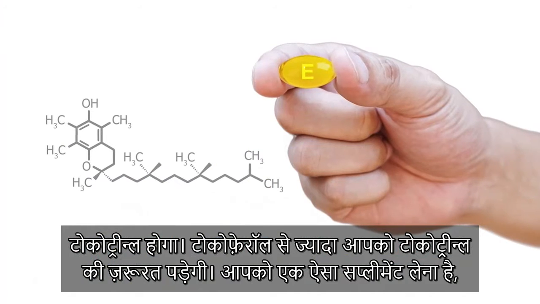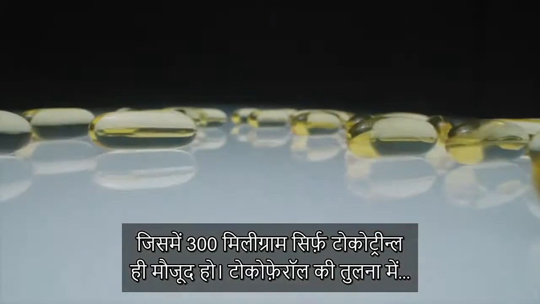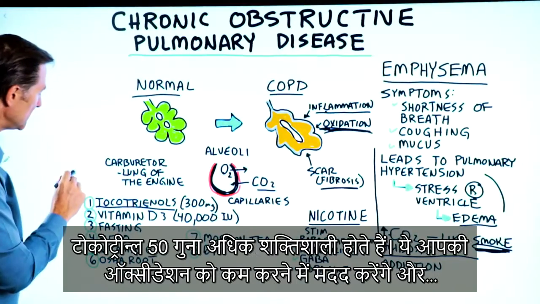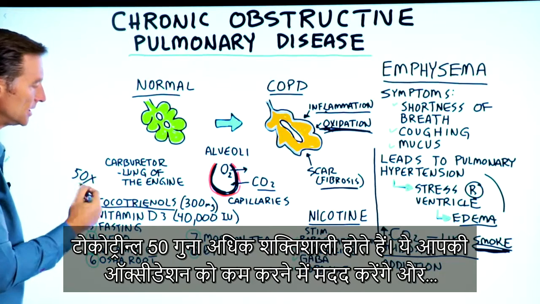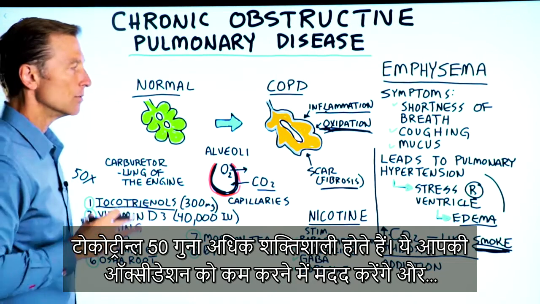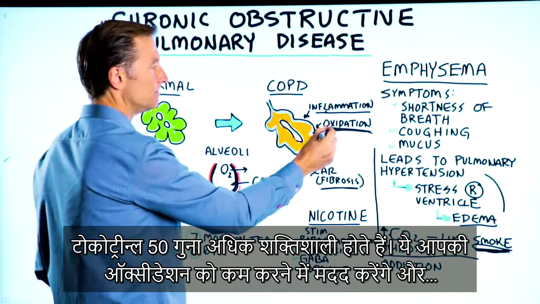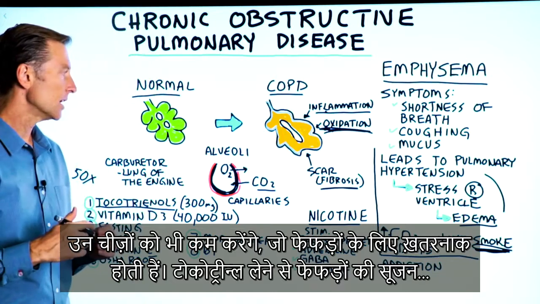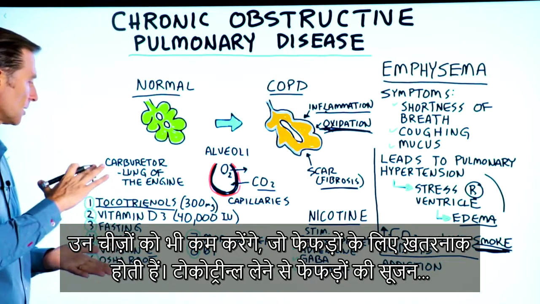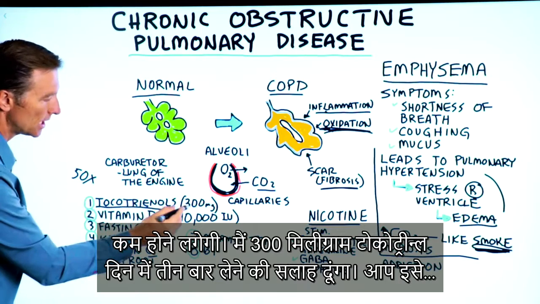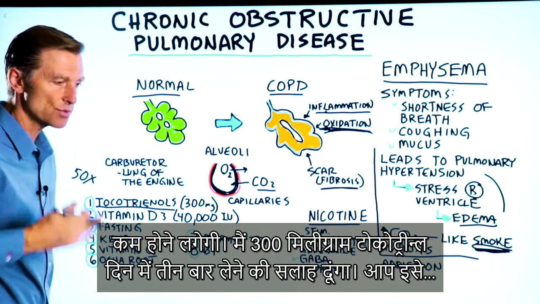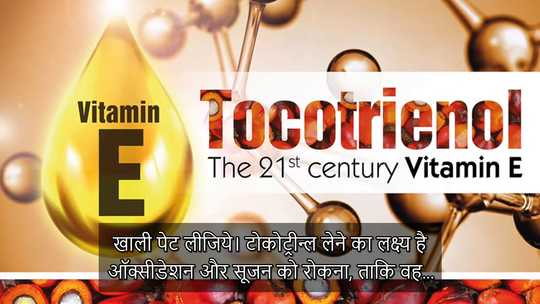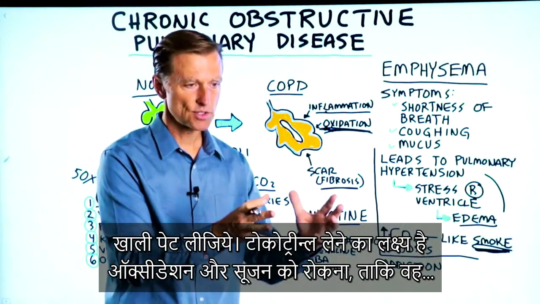So you want to get a supplement that has a dosage of about 300 milligrams of tocotrienols only. Tocotrienols are 50 times stronger than the tocopherols. So it's going to really help you reduce this oxidation and other things that are very destructive in the lung tissue. So your inflammation is going to come way down with tocotrienols. And I would take 300 milligrams, I would take that 3 times a day on an empty stomach.